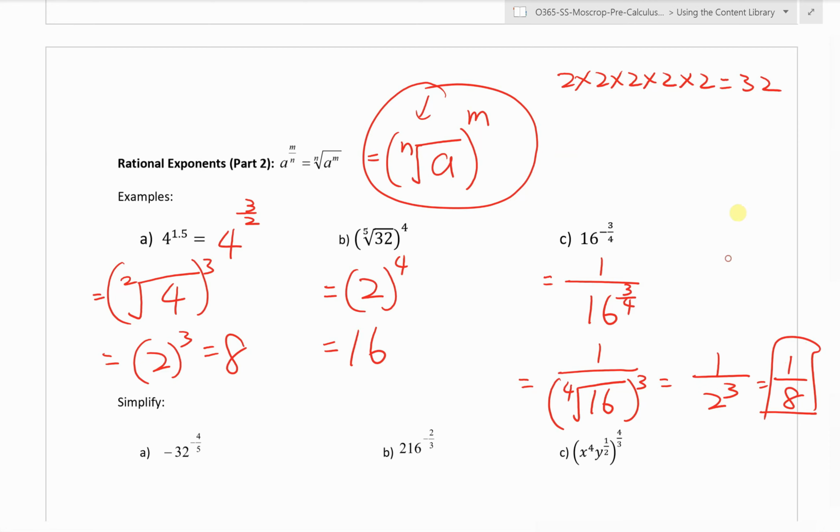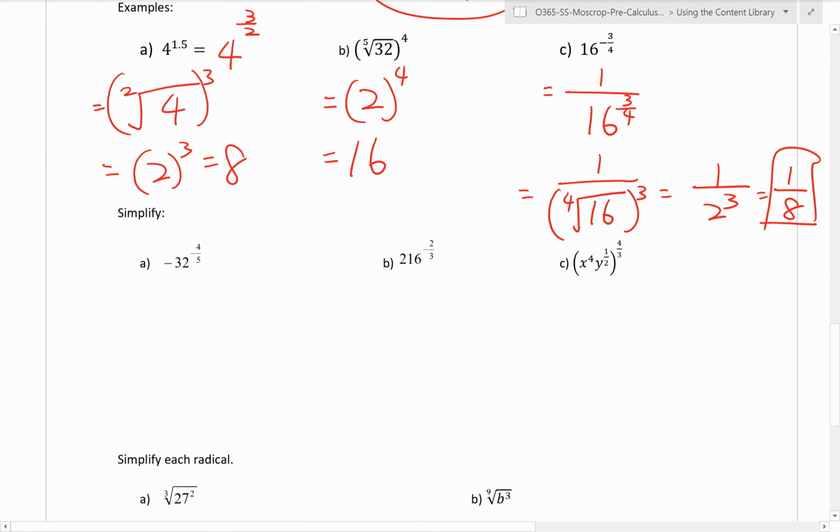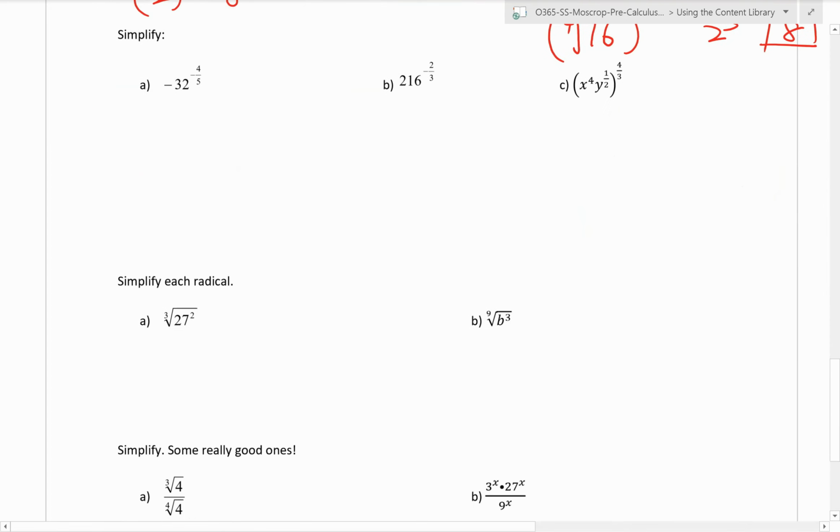Much easier. Okay, so there are 3 questions for you to try. The third one might be a little bit challenging. I don't know, maybe not. You can't evaluate, so just simplify. Okay, so give it a try. Okay, I'm assuming you finished it.